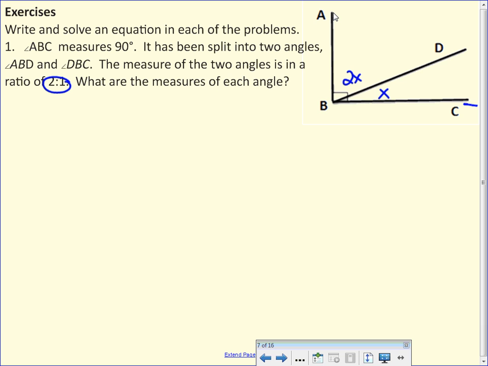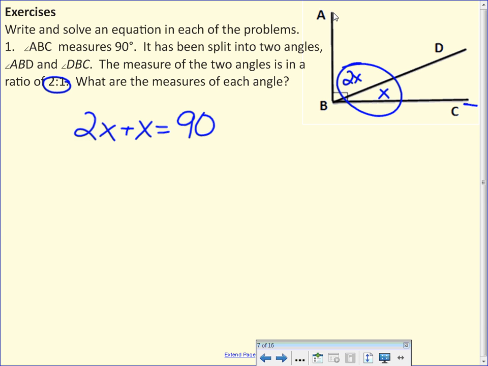So what are the sum of those angles going to equal? What kind of an angle is it? Right, I know if I put those two angles together, they'll equal 90 degrees, like you just told me. So how am I going to write an equation that shows if I add the two of those together, it's going to equal a right angle? Back up one step. 2x plus x equals 90 degrees. That's the equation you're going to use.